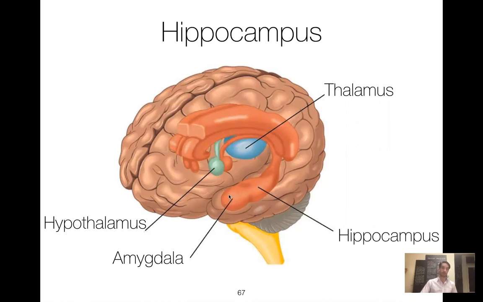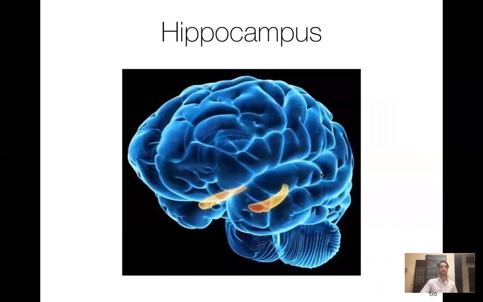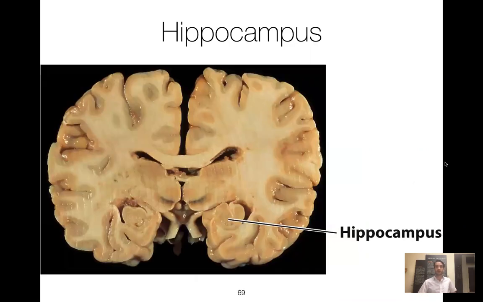Just to orient you again, the hippocampus is a subcortical structure deep in the brain, in the medial temporal lobe. Here is the thalamus, hypothalamus, and amygdala. The hippocampus is deep in there. In a three-dimensional view, you can see it's two little wedges or slices in the temporal lobe, but on the inside of it, hence medial. It's probably easiest to see in a cross section like this, where here is the corpus callosum, and these two little slivers down here are the bilateral hippocampus in humans.